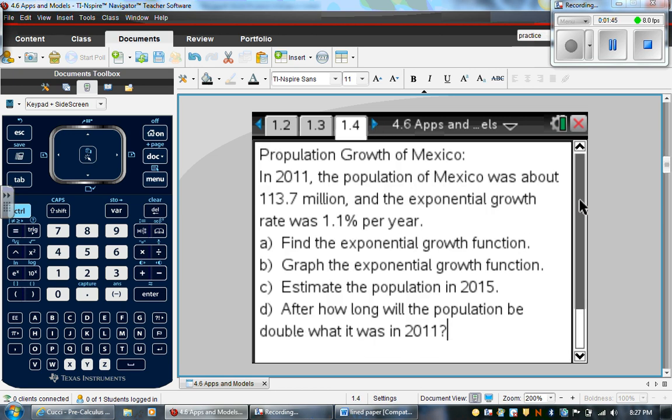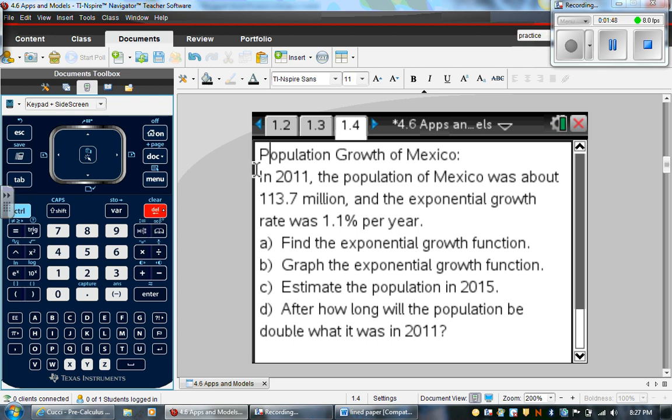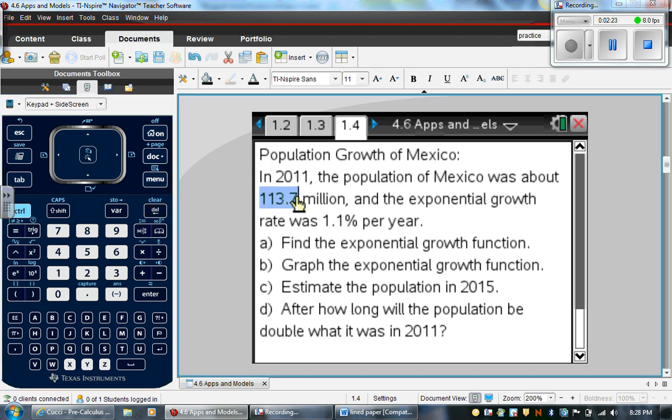Okay, so let's look at this first problem here. I've got the population growth of Mexico. So in 2011, the population of Mexico was about 113.7 million people. And the exponential growth rate was about 1.1% per year. So what we're going to do is find the exponential growth function. We're going to graph that function and then estimate the population in 2015. We're also going to determine after how long the population will double what it was in 2011. So when will it be double this value here? So there's quite a bit that we're going to do with this problem.